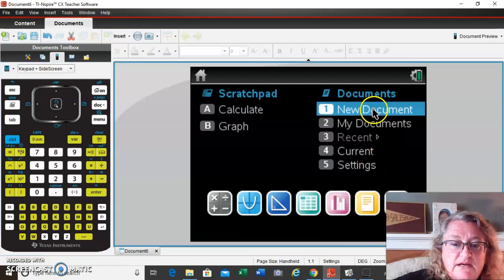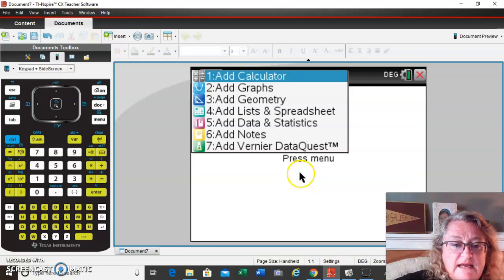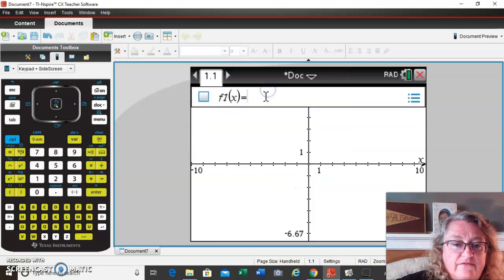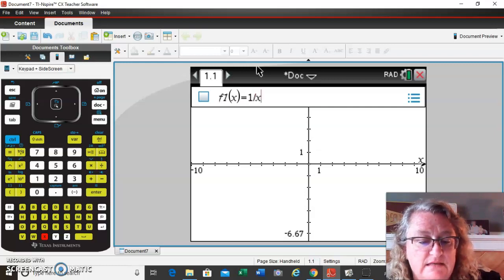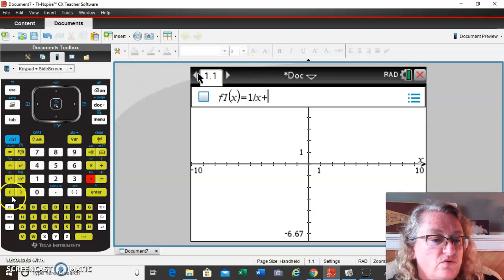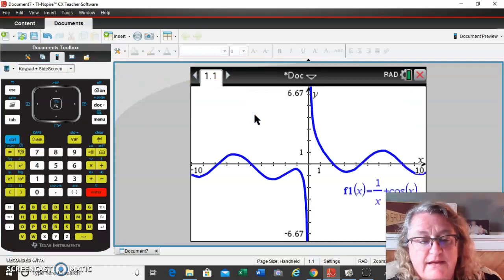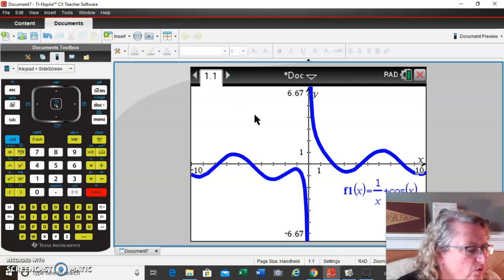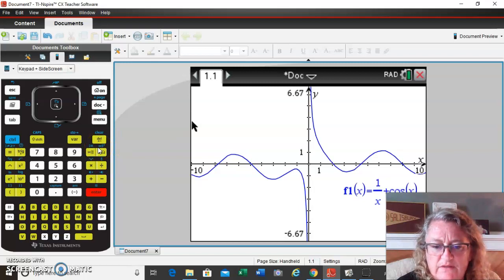So I need a new document. I don't want that saved. I want to graph, and I want to graph 1 over x plus cosine x. And graph that. And really, it only wanted us to look at 0 to 2 pi. So it's important that we don't do all of the other points, that we only look at the relative extrema during 0 to 2 pi.